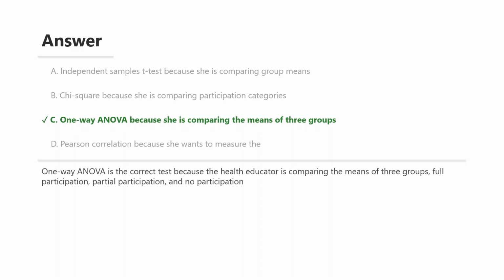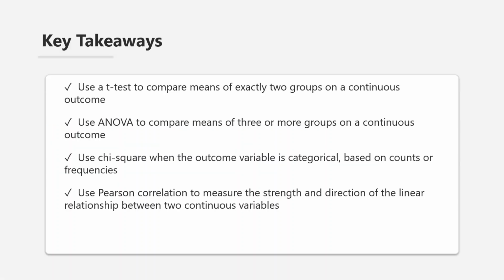Option A is incorrect because an independent samples t-test is only appropriate for comparing two groups, not three. Using multiple t-tests would inflate the type 1 error rate. Option B is incorrect because the dependent variable, sick days, is continuous, not categorical, making chi-square inappropriate. Option D is incorrect because correlation examines the relationship between two continuous variables, while the independent variable here is categorical with three group levels.